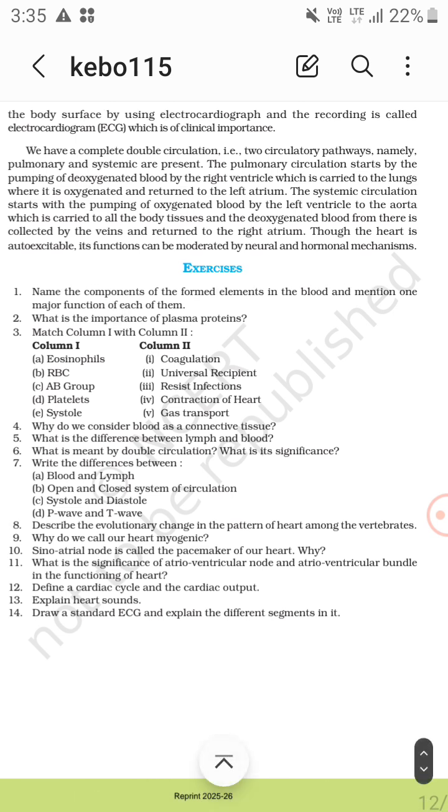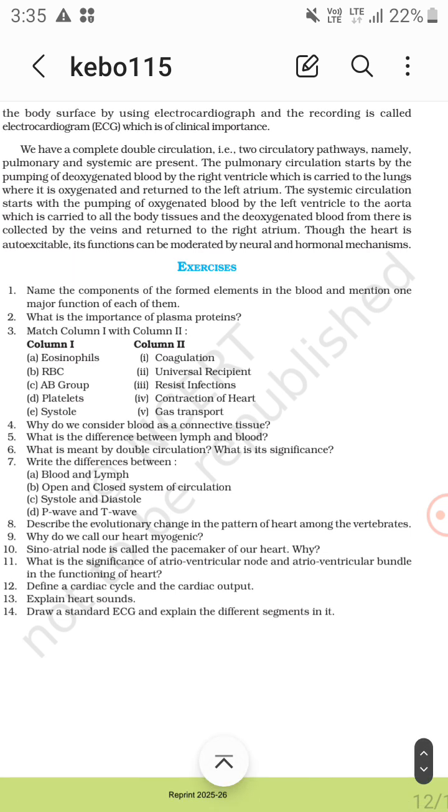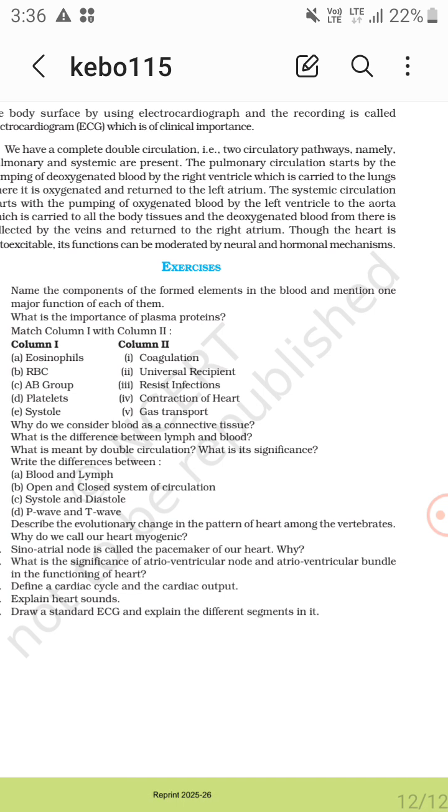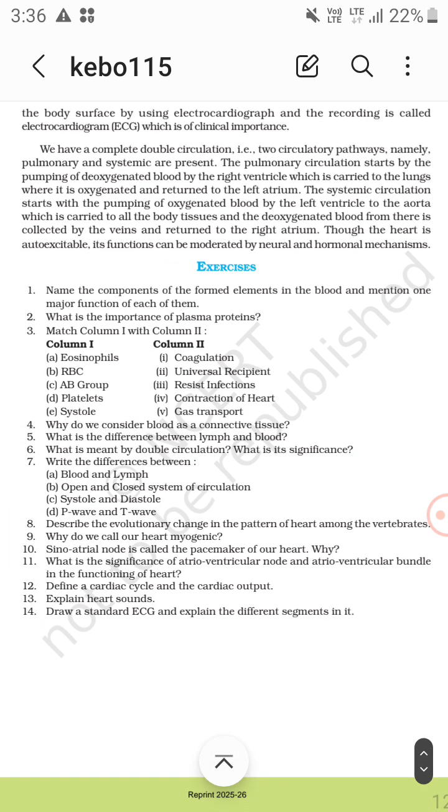What is the significance of atrioventricular node and atrioventricular bundle in the function of heart? From the SA node, the impulses get transferred to the atrioventricular node, and from the atrioventricular node through the atrioventricular bundle, it spreads through the Purkinje fibers over the entire ventricular musculature. So this is what it is, maybe.